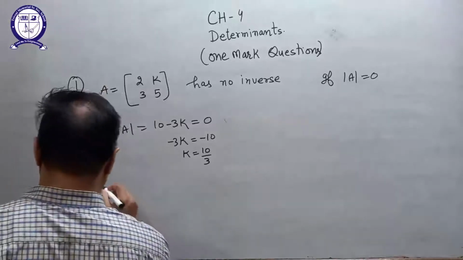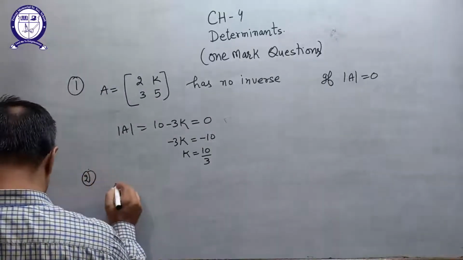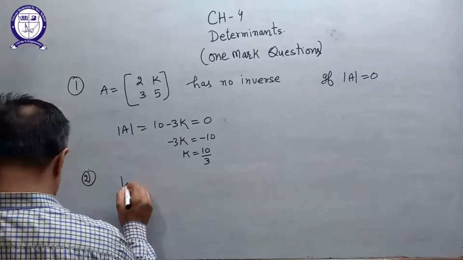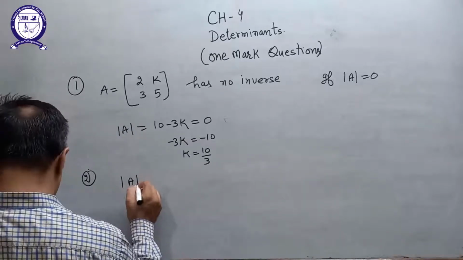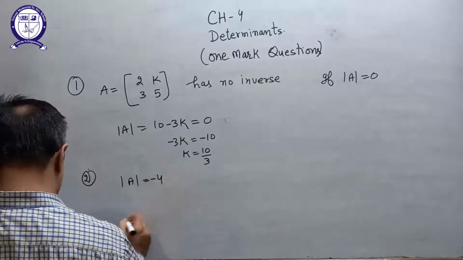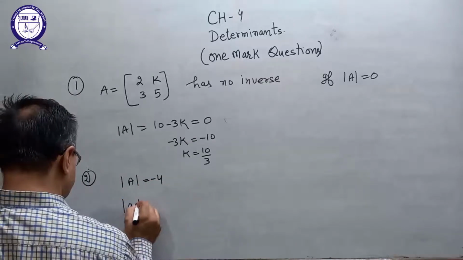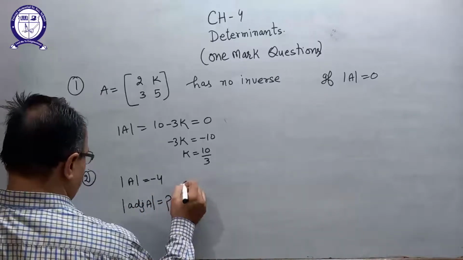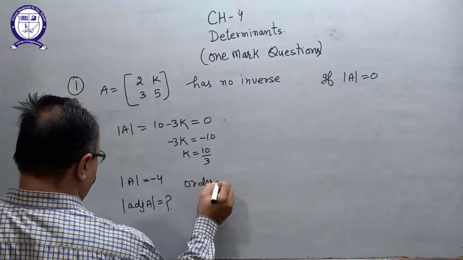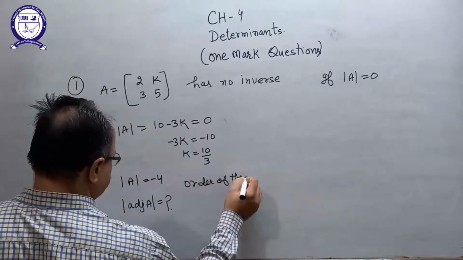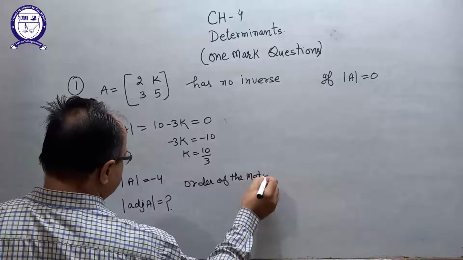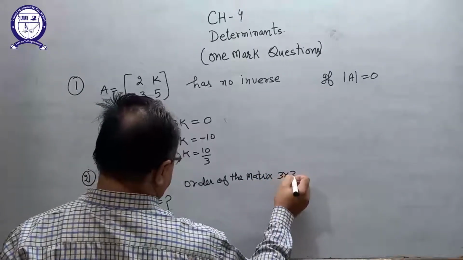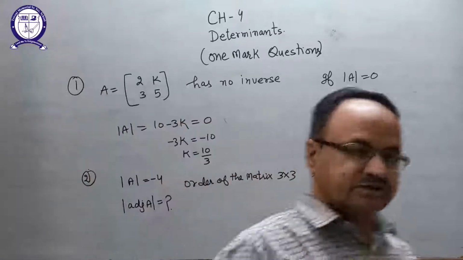Second question. If A is a square matrix of order 3, determinant of A is minus 4, then find the determinant of adjoint of A. Order of the matrix, that is 3 cross 3. Second question, very important.